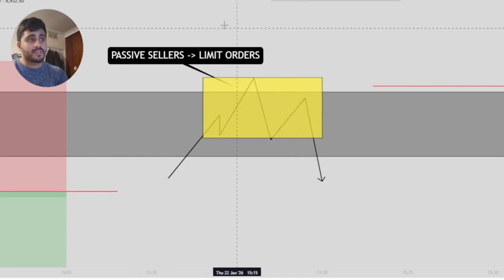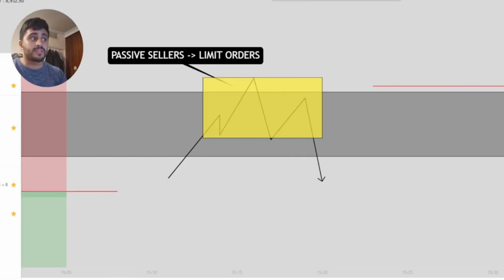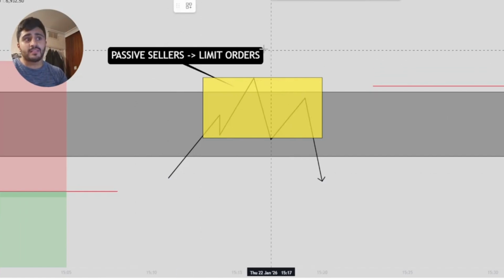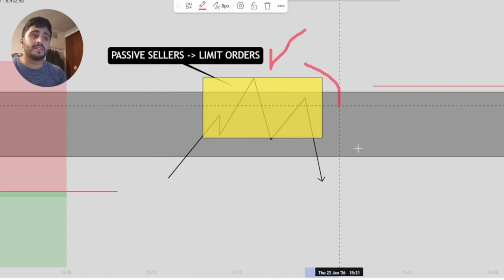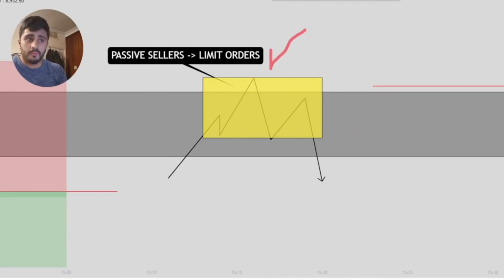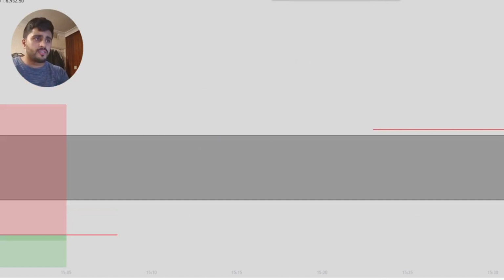So this is the theory behind it. What we're seeing is passive sellers, or sell limit orders. It just means that sellers are in control. And so if you see evidence of passive sellers, you want to be selling. And that's why I took the short, essentially. That's why the short was valid. Now I'm going to be breaking that down.